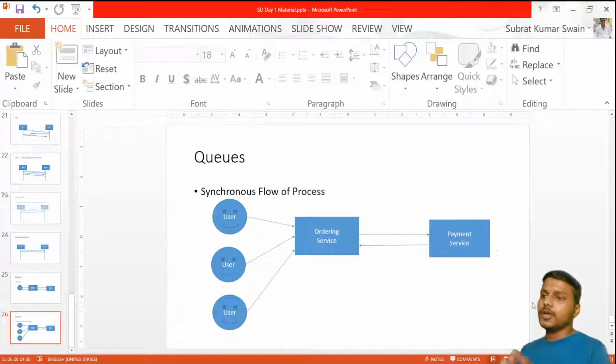So Zomato wants lots of orders, but if the payment service is not very good and they follow the synchronous flow, then they cannot take up more orders. Obviously, they would lose customers at the end. That's where queues come into the picture, and they make life easier.